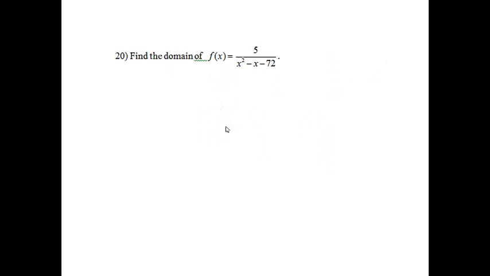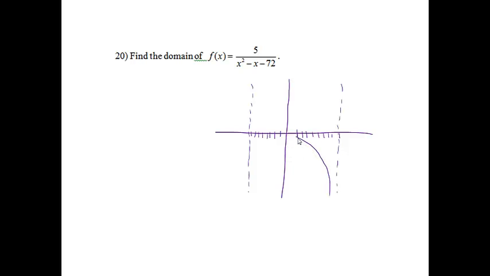Okay, number 20 is asking me to find the domain of f of x equals 5 over x squared minus x minus 72. And we get to use our calculator on this one, but I'm going to caution you about just using the calculator because you might make a little mistake. So I'm going to do both. Okay, so for this one, if I graph it, I'm going to get an asymptote at 9. I'm going to get an asymptote at negative 8, and then the graph goes in between, doesn't quite touch.